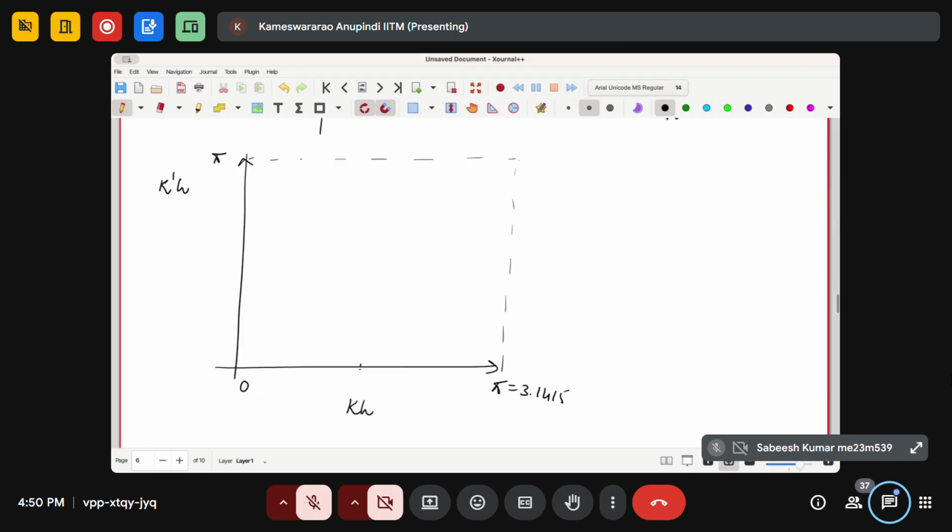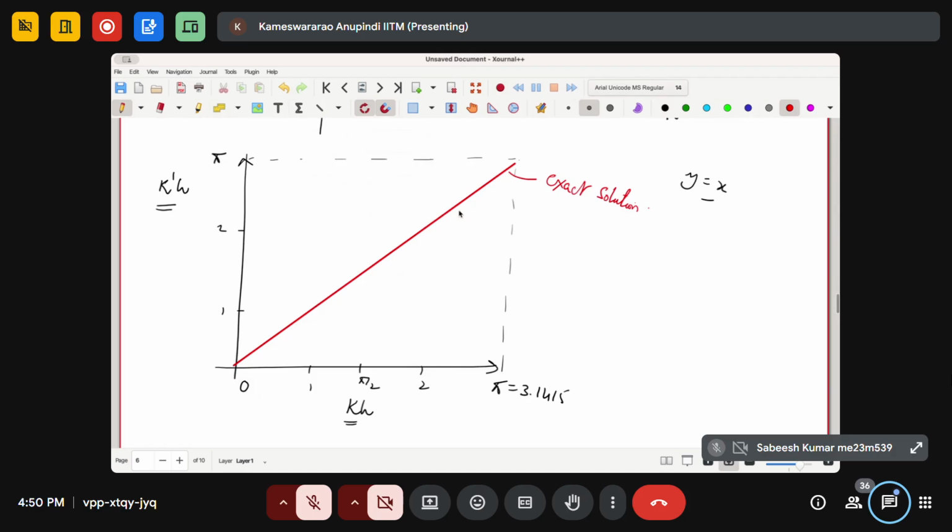So we have 0, this is pi by 2, and let's say this is 1, this is 2, and similarly on the y-axis. If k prime h equals kh, that means I have the y equals x line, which is essentially a 45-degree line. This is the exact solution. If I had used an analytical solution, k prime h equals kh, that means the modified wave number equals the original wave number.